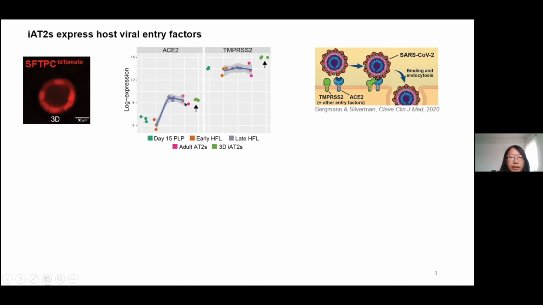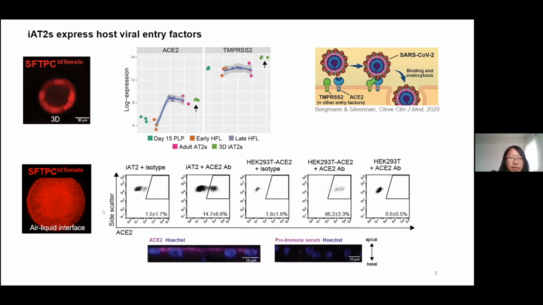So then what about our ALI culture? We focused primarily on ACE2 in terms of these experiments. We used an ACE2 antibody to show that in these IAT2s at air-liquid interface, there is about a 10 to 20% expression of ACE2, of cells expressing ACE2, and that ACE2 expression is localized apically, as shown by these confocal Z-stacks. We're also interested in looking at how a spike protein on the SARS-CoV-2 might mediate cell entry.